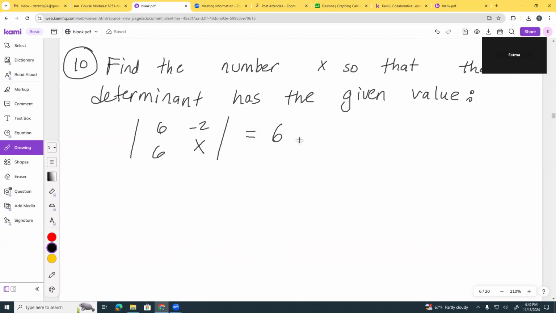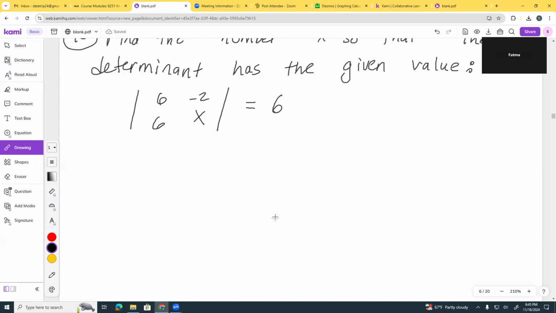Determinant is 6. So this is a little bit different than what I showed you at the beginning. The determinant is not unknown. We know the determinant. Determinant is 6. But we just don't know one value of the matrix. So the matrix has 6, -2. The second row has 6 and x. But when they apply the determinant formula, the answer is 6. So it's our job to find the missing value on the matrix. Anybody has any idea?